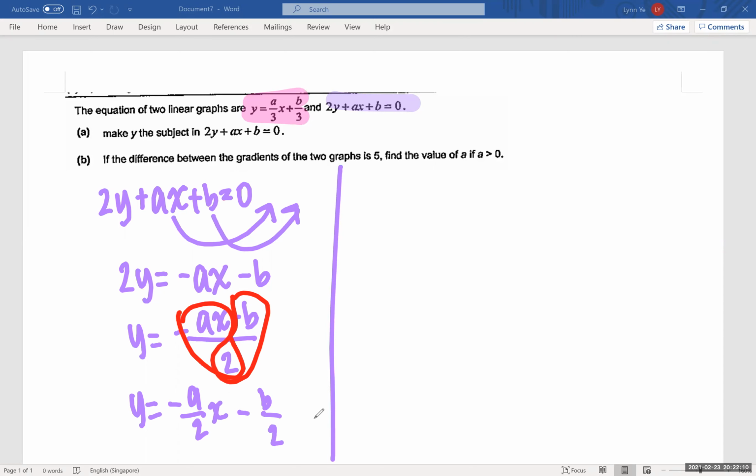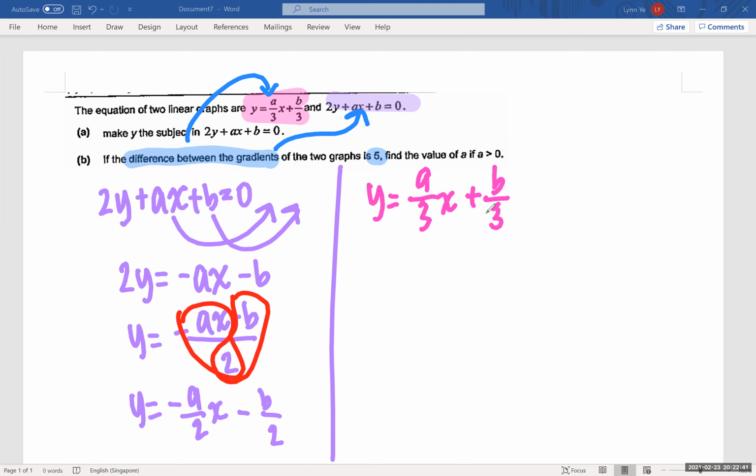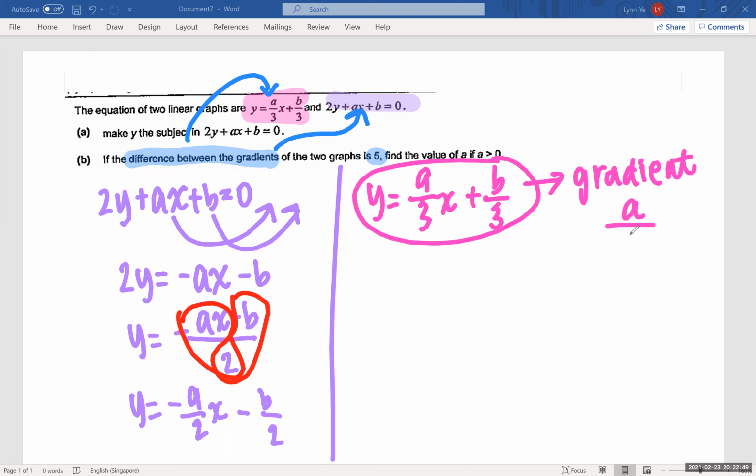Next up, they say the difference, okay, this is a little bit tricky already. They say the difference between the gradients, meaning they're telling you to go and find the gradient of this pink equation and also find the gradient of this purple equation. And the difference in these two gradients will be 5. Hence, they ask you to find the value of a. So let's do the one in pink first. The pink one is pretty straightforward. It's already y as the subject, right? That means that the gradient is a value of a over 3.